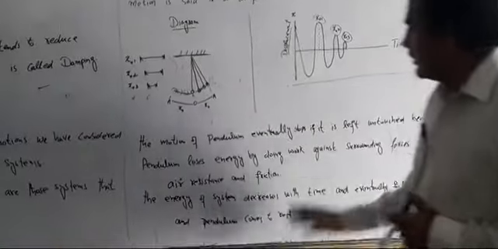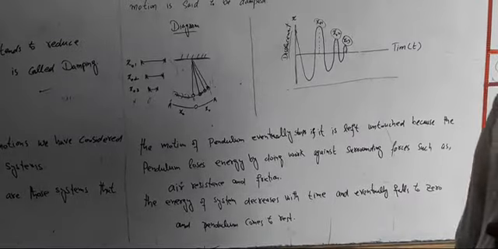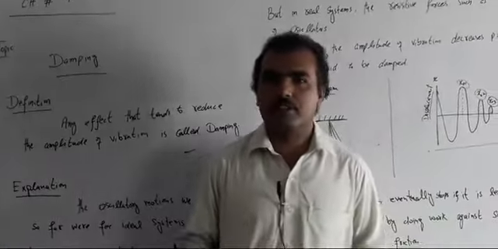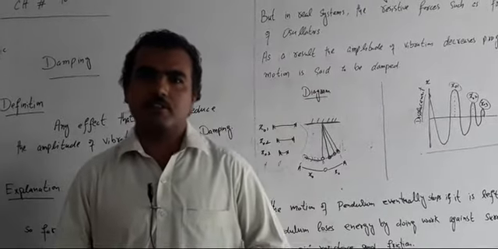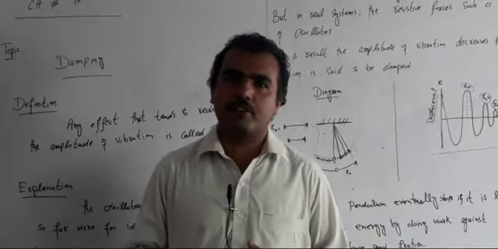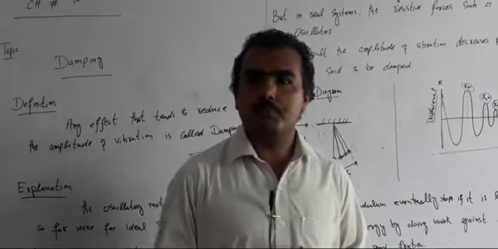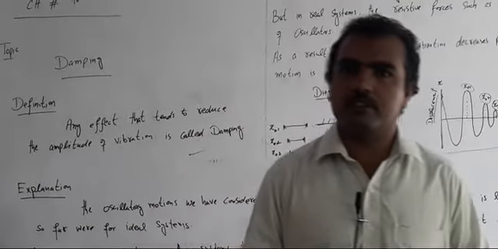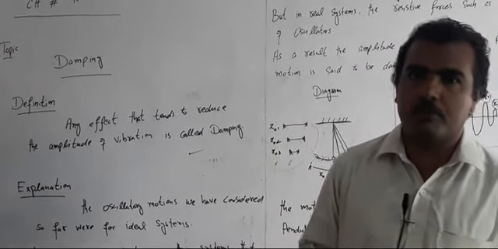Now this damping system is used in our automobile vehicles and suspension systems for reducing their frequency of vibration when it moves on a bumpy road, which makes our journey more comfortable.